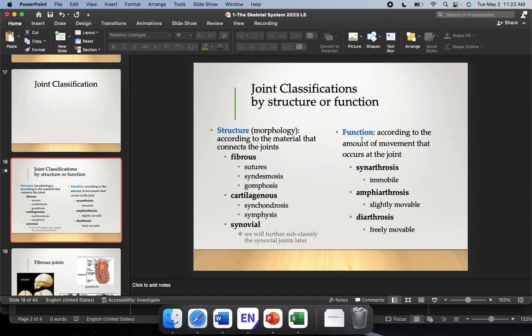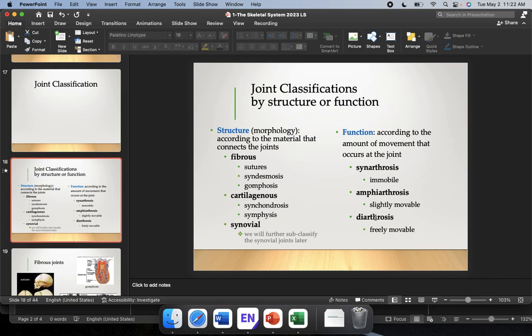There are also three types of joint classifications by function. When we classify a joint by function, we're talking about the amount of movement that occurs in the joint. The three types of joint classifications by function include synarthroses, amphiarthroses, and diarthroses. In general, in an adult, fibrous joints are synonymous with synarthrotic joints. Cartilaginous joints are comparable to amphiarthrosis joints, and synovial joints are comparable to diarthroses joints.